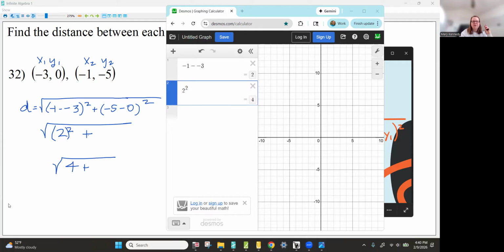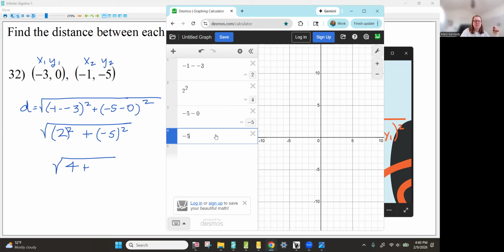I'll bet some of you already know what she did wrong. All right, so then she goes -5 minus 0 is -5. So this is -5 squared. But then she goes to Desmos and she just tells it to square like this, and she gets -25 and doesn't catch the error.